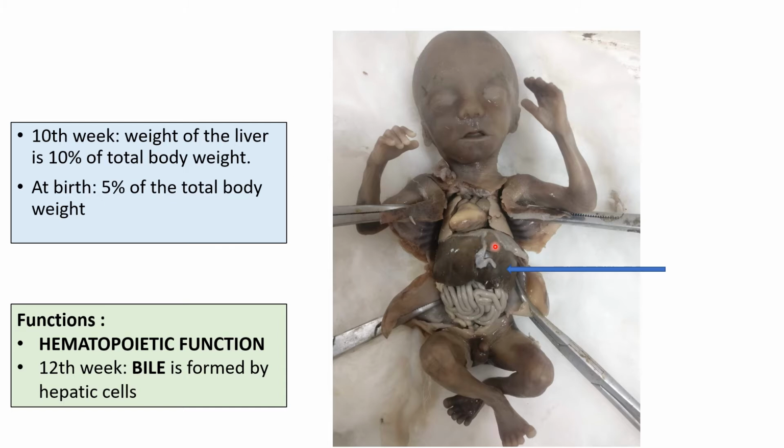Now, this picture we had already seen, and we have seen the proportion of the liver. By the 10th week of development, the weight of the liver is almost 10% of the total body weight of the fetus. But at birth, this reduces to almost 5% of the total body weight. Its main function in the fetal period is hematopoietic function, and it also starts secreting bile by the 12th week.